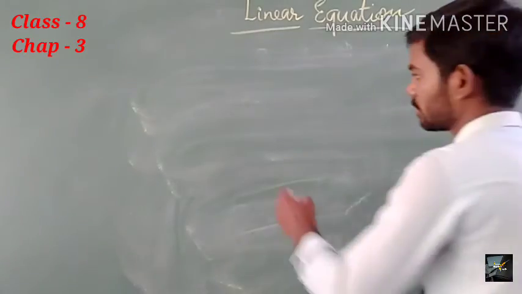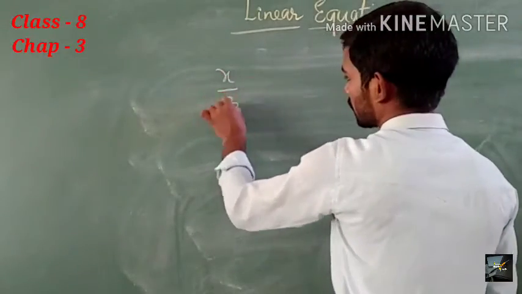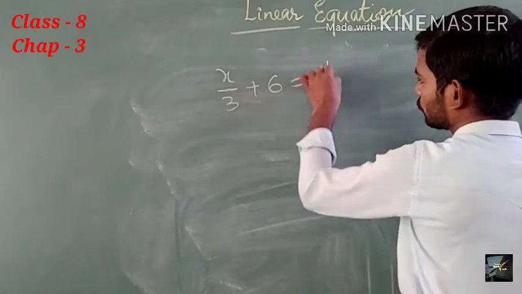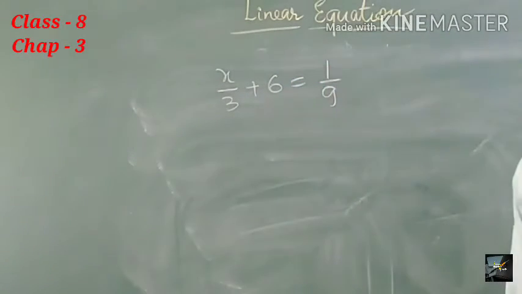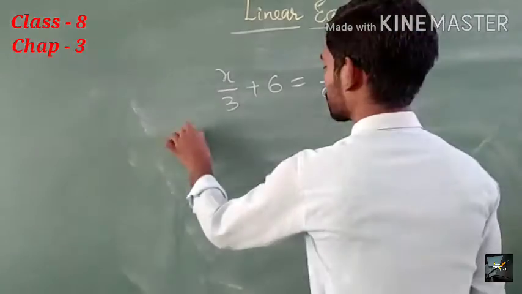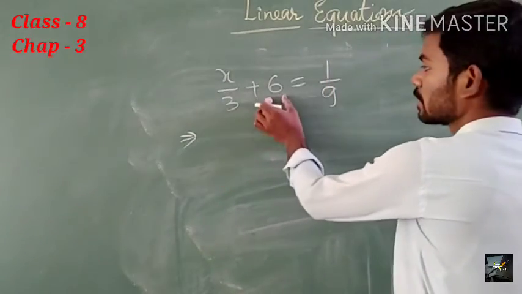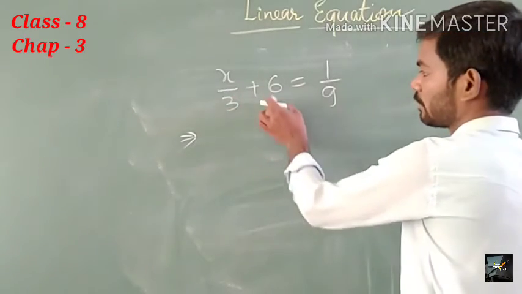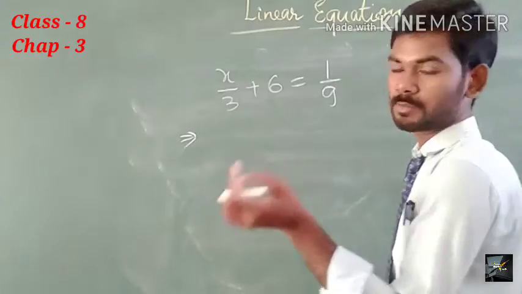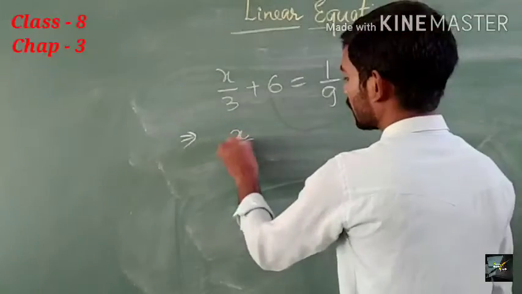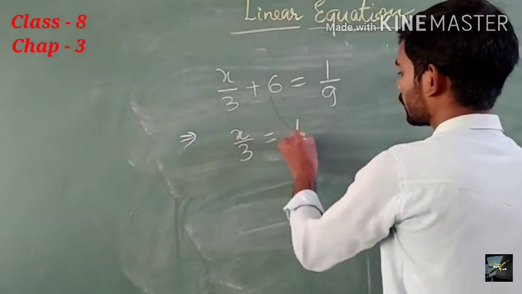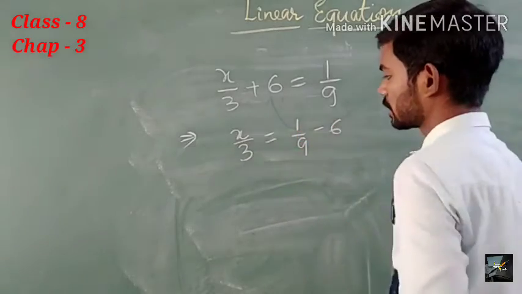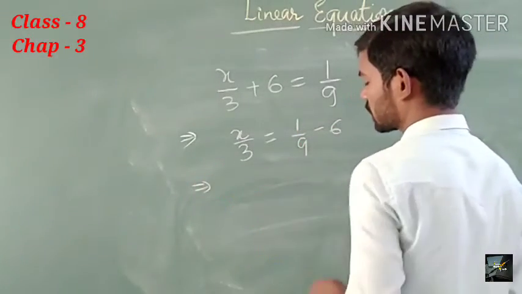Here, the question is given that x upon 3 plus 6 is equal to 1 upon 9. Okay, now let's start. Here, 6 is added with x upon 3. Therefore, when we transfer 6 to the right side, it becomes negative and we get x upon 3 is equal to 1 upon 9 minus 6. Now let's solve it.